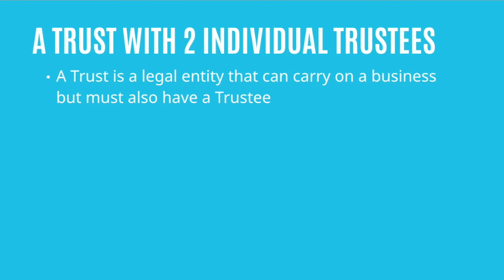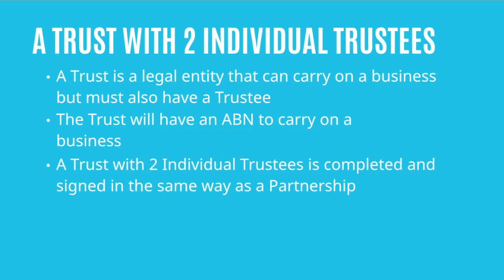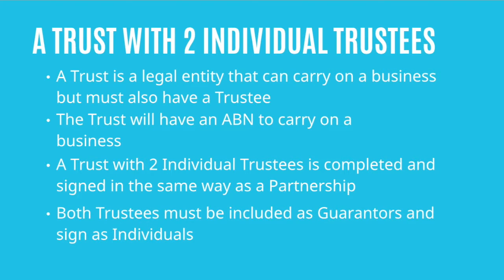Just to recap, a trust is a legal entity that can carry on a business but must have a trustee. A trust will have its own ABN to carry on the business. A trust with two individual trustees is completed and signed in the same way as a partnership. As the trustees are individuals, both or all, if there are more than two, must be included as guarantors.